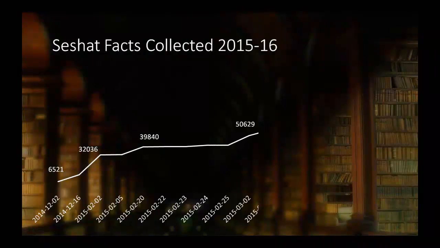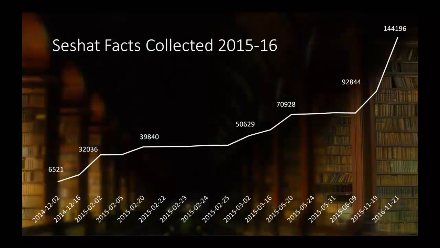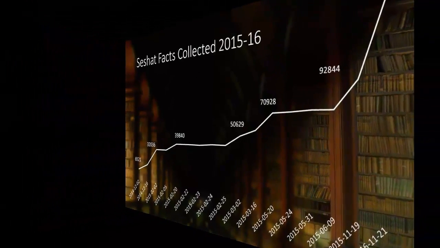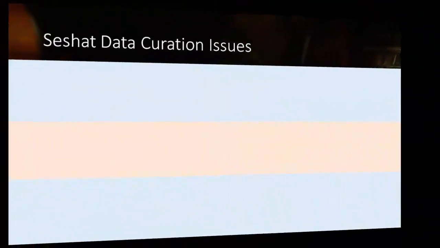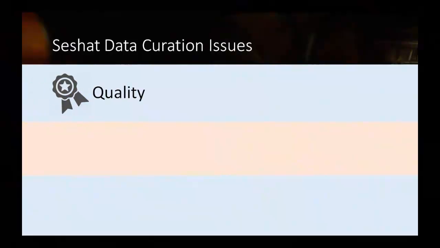This system worked well for amassing data. Over 150,000 facts covering hundreds of historical societies were quickly compiled. However, as the dataset grew and the focus moved from collection to analysis, several significant problems emerged.